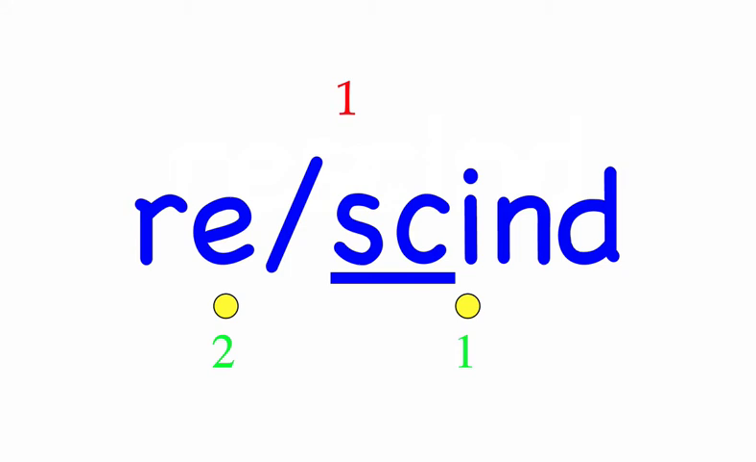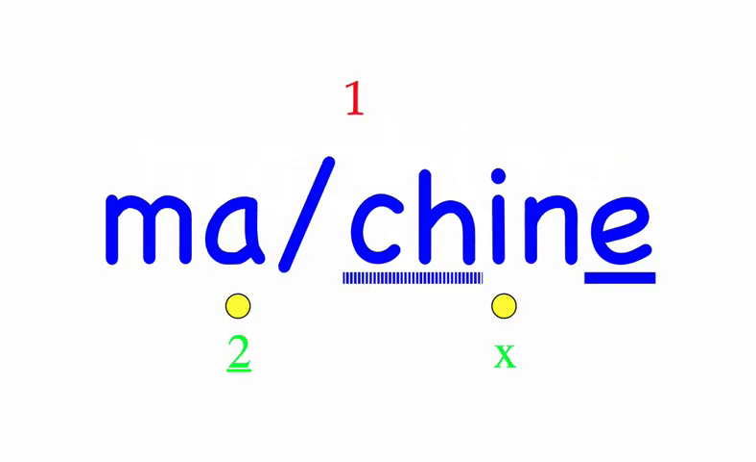Machine. The machine made a loud noise. Machine. Two syllables. First syllable, ma, two sounds, m, a. Sheen. Three sounds, sh, e, n. Machine. Mark the word.